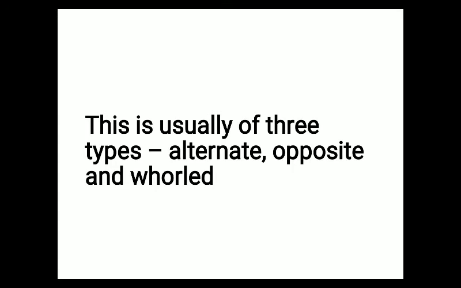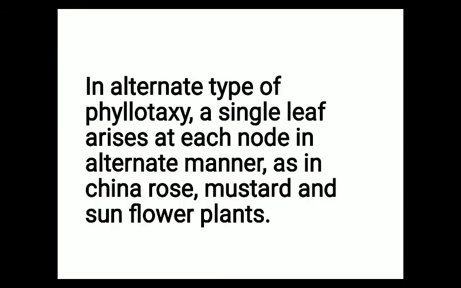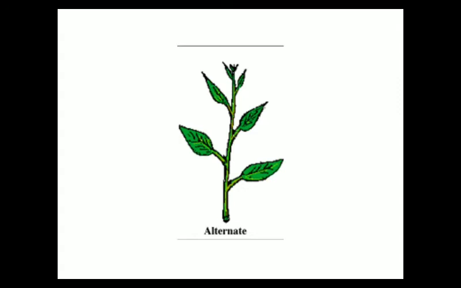One by one we'll discuss these three types of phyllotaxy. First we'll start with the alternate phyllotaxy. In alternate phyllotaxy, a single leaf arises at each node in an alternate manner, as in China rose, mustard, and sunflower plants. This is the diagram of alternate phyllotaxy.